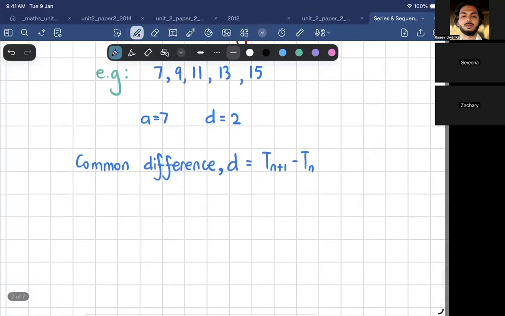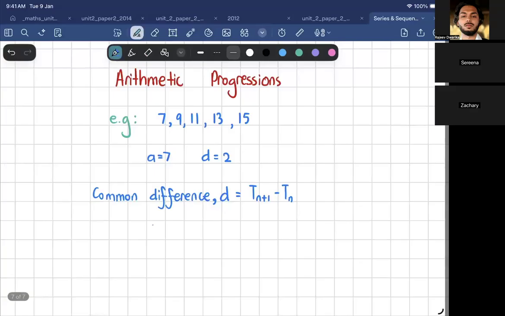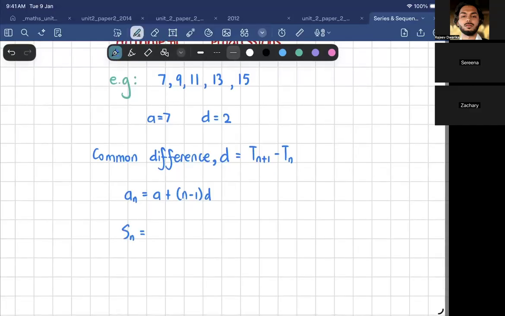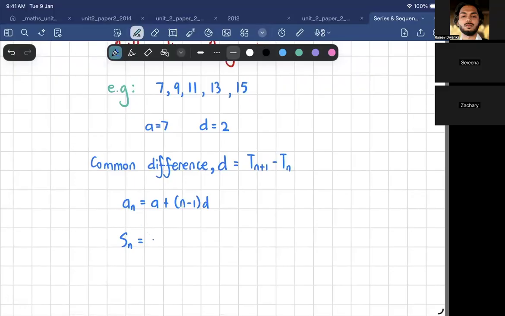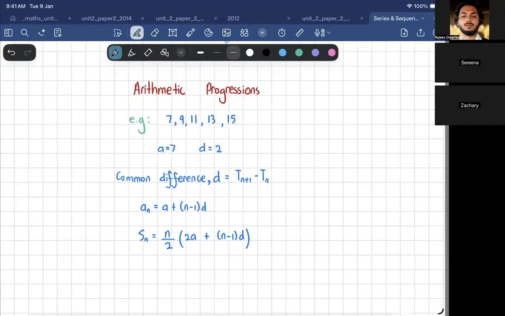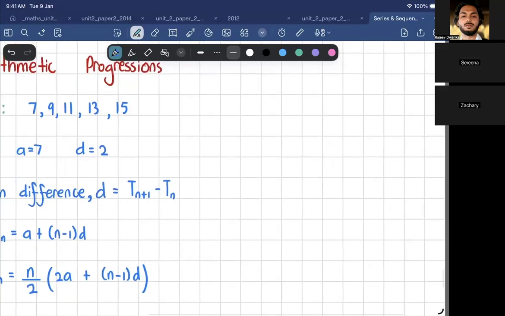So there's that. Something else you have to know: the formulas associated with this. You need to know the formula for A of n. What's the formula for A of n? That is a plus bracket n minus 1 bracket d. Right? What's the S of n formula? I don't think I remember that one. All right, that'll be n over 2 times bracket 2a plus n minus 1 times d bracket. So that's essentially all you have to know for arithmetic progressions, right?